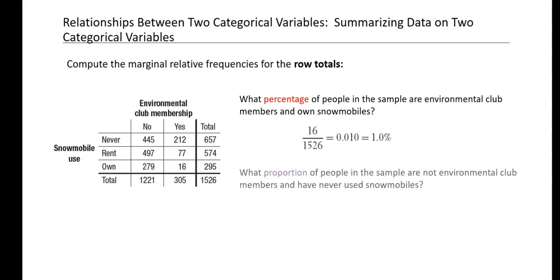So 16 out of 1,526. What proportion of people are not environmental club members and have never used snowmobiles? So not club members, so no, and never used snowmobiles. Both those things have to be true. Only 445 people does that apply to out of everybody.